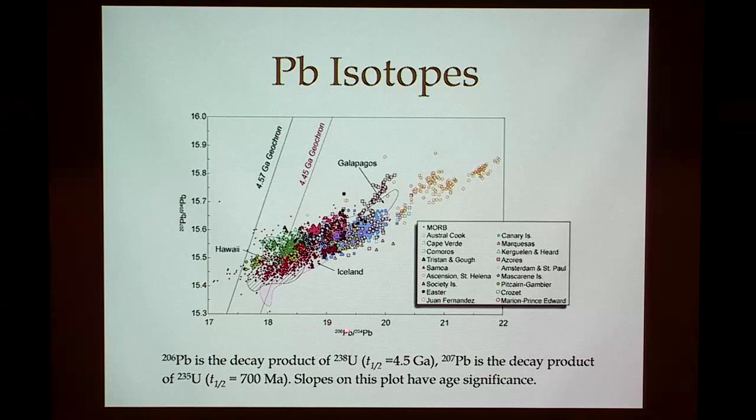So this 206 is the product of uranium-238 with a very long half-life. 207 is the product of decay of 235, most of which is now gone from the Earth. It's very nearly an extinct radionuclide. We see a very good correlation on this, which is actually largely to be expected. The other thing, I don't have time to go into the details, but lines on diagrams of these two isotopes have age significance because the ratio of these two isotopes of uranium doesn't change except over time due to radioactive decay.